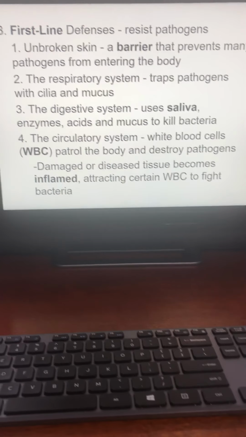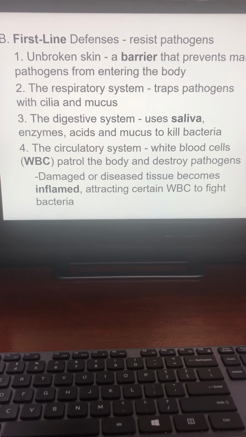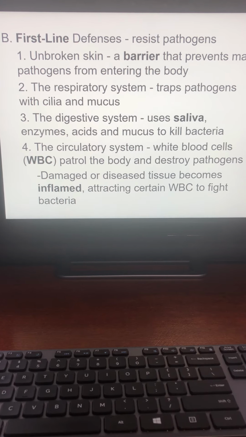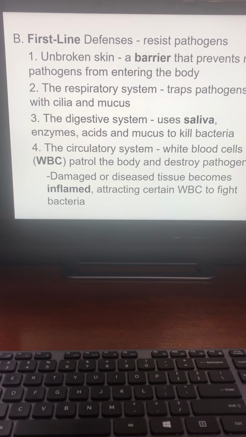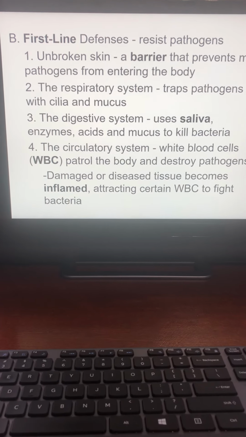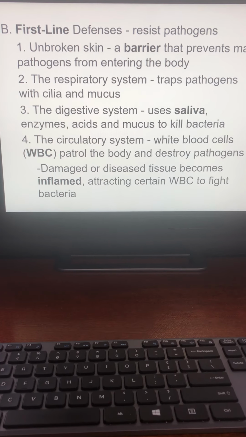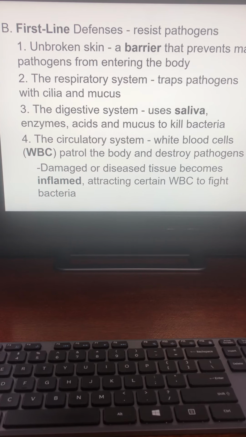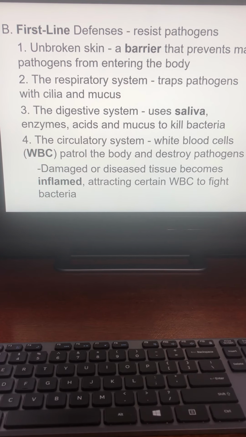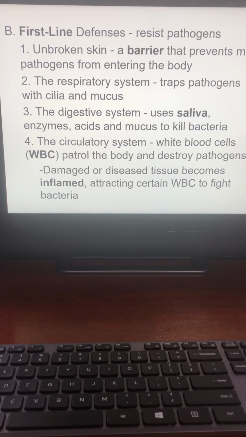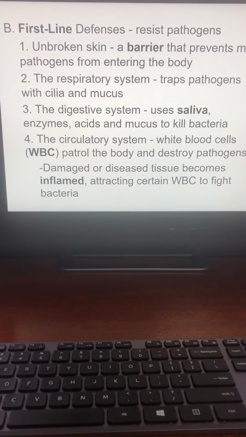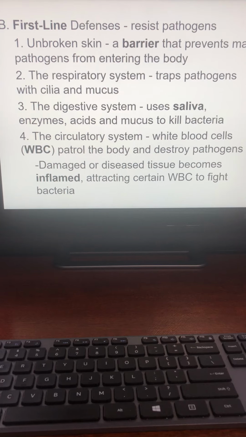The respiratory system is another system of the human body that is considered our first line of defense. It helps to trap pathogens. It has cilia and mucus that line the nose and the throat area and the lungs, and it's going to help keep these pathogens out. If they do get in, maybe through something that we ate, we do have a digestive system that uses saliva. It's going to use enzymes, acids, and mucus also that are in the stomach to kill the bacteria that has entered.